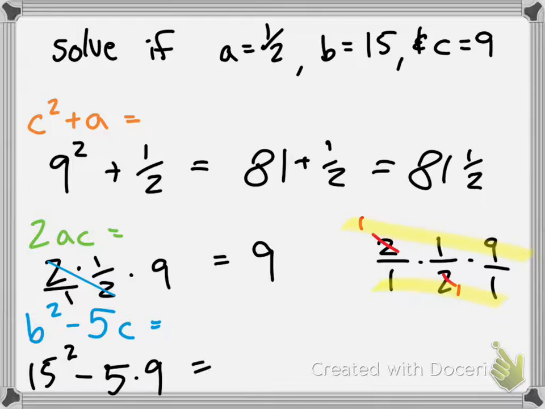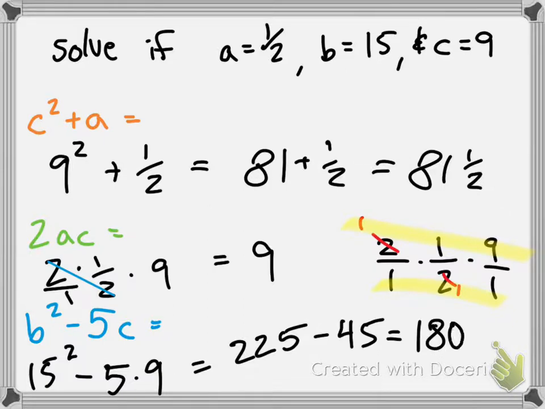Do you know 15 squared? 15 times 15 gives us 225. Minus, and what's 5 times 9, Pearson? 45. 225 minus 45, 180. Perfect. And that is our answer.